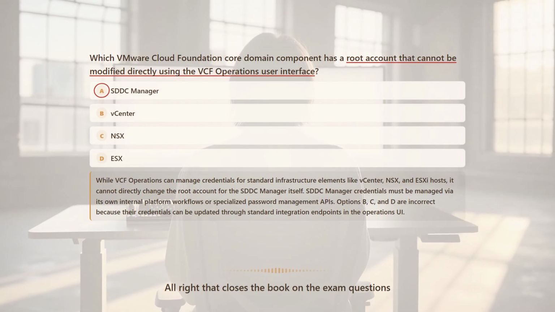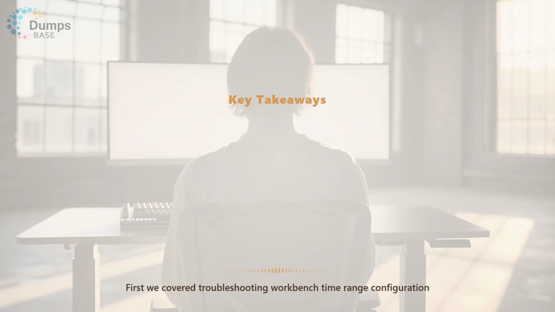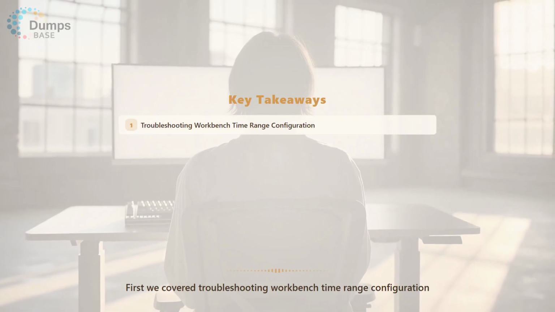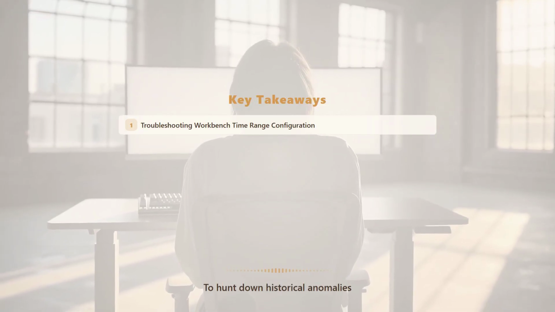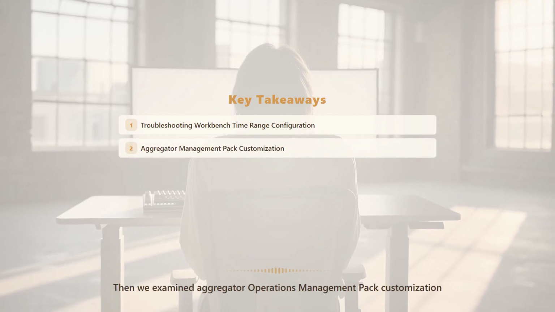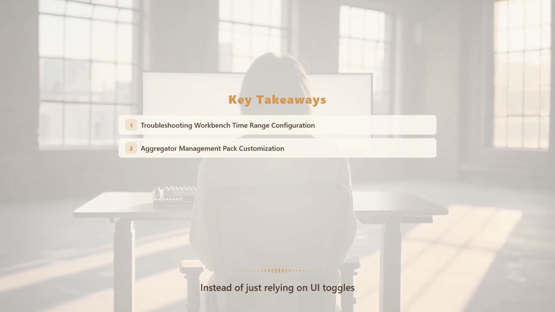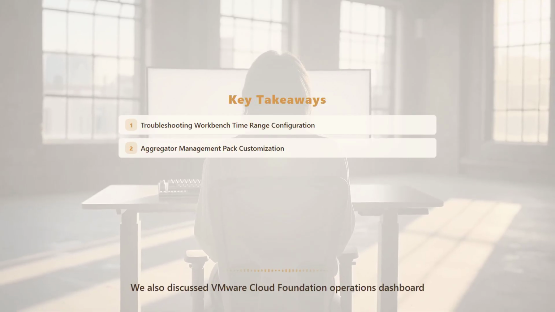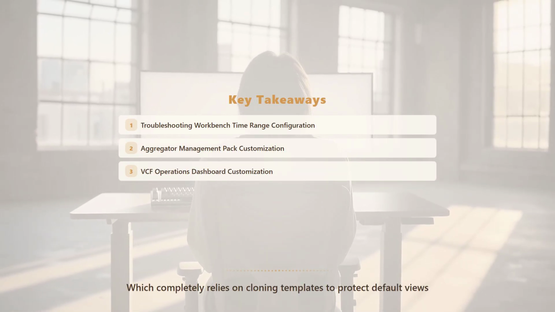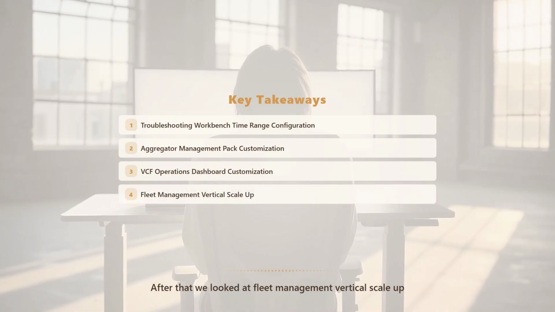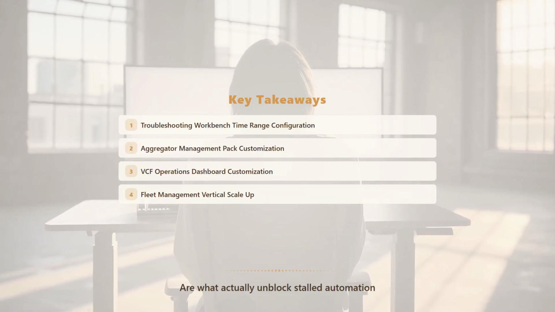All right, that closes the book on the exam questions. Let's zoom out and map out exactly what we've covered today. Sounds good. First, we covered troubleshooting workbench time range configuration, learning that you really have to manually specify those search windows to hunt down historical anomalies. Yep. Then we examined aggregator management pack customization and why strict boundaries require custom config files instead of just relying on UI toggles. We also discussed VCF Operations dashboard customization, which completely relies on cloning templates to protect default views.